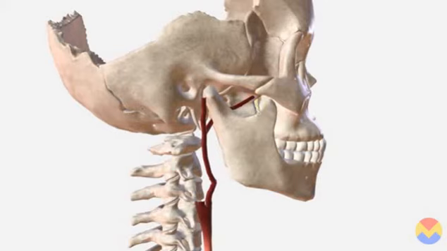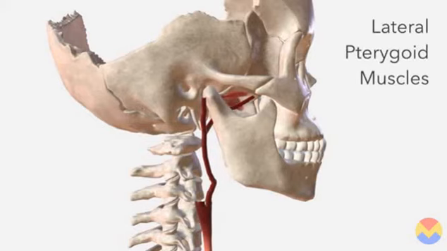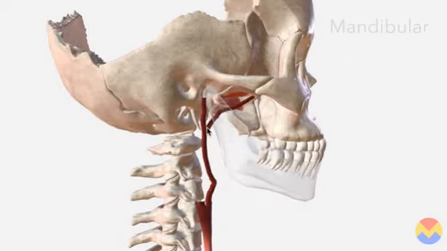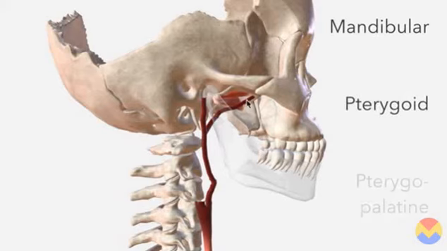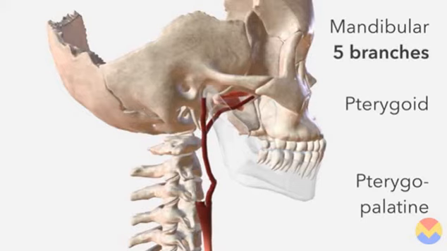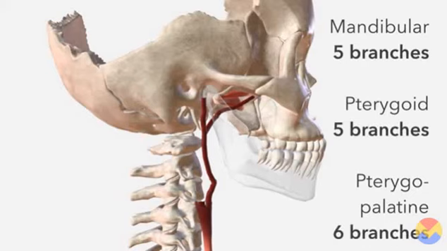The maxillary artery tends to be divided into three parts, based on each part's relationship to the lateral pterygoid muscles. Let's make the mandible transparent to appreciate this a bit more clearly. So we divide it into the mandibular part, the pterygoid part, and the pterygopalatine part, which enters the pterygopalatine fossa. There is said to be 5 branches from the first part, 5 branches from the second, and 6 branches from the third. The first 2 branches of the maxillary artery aren't included in this model because they're so small.